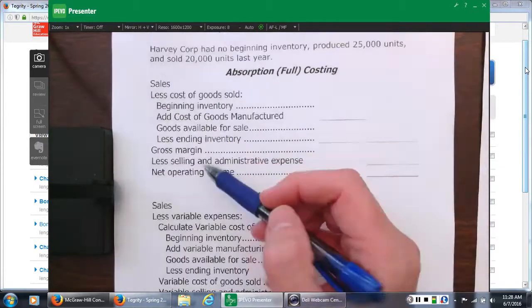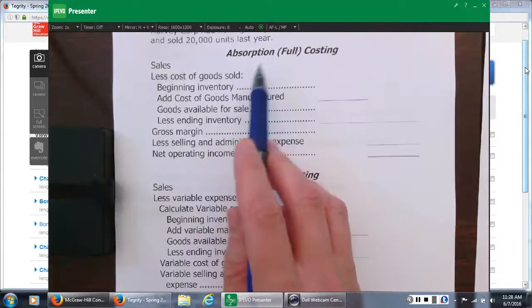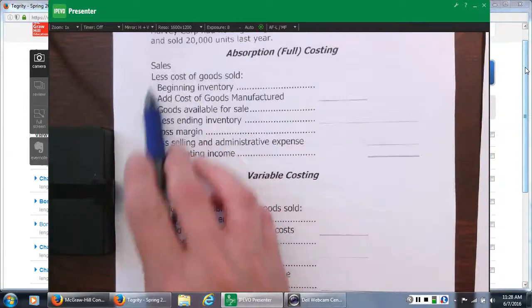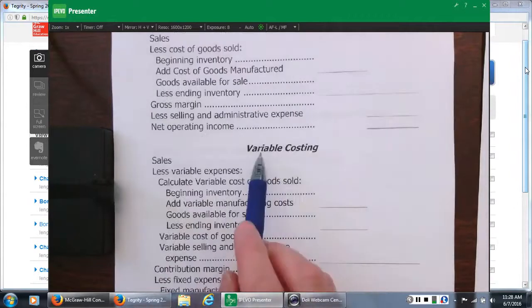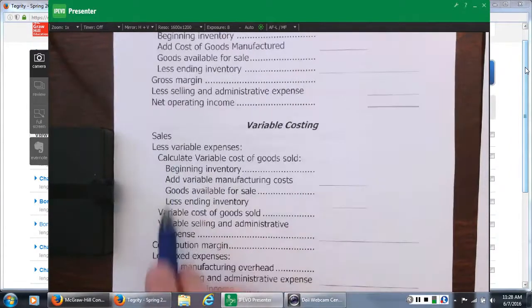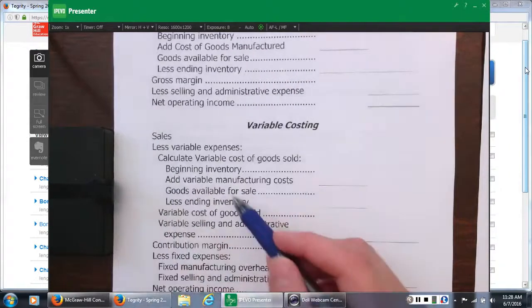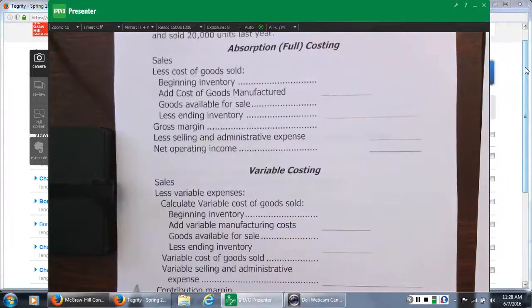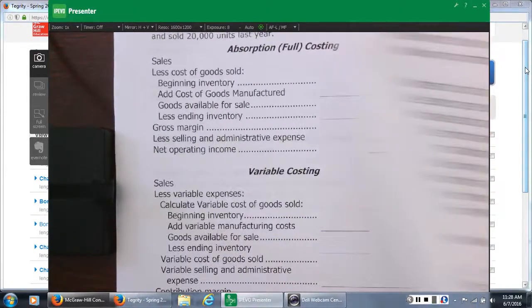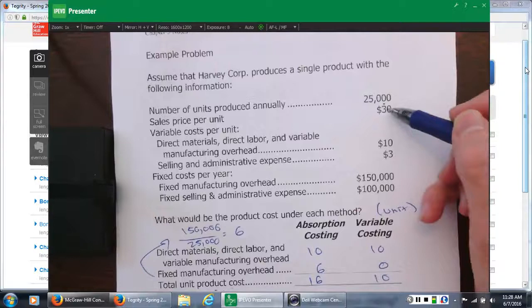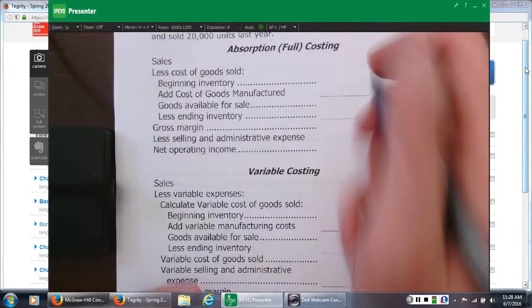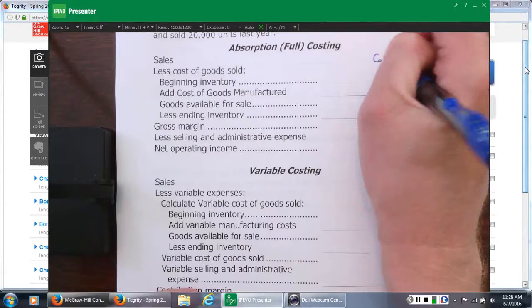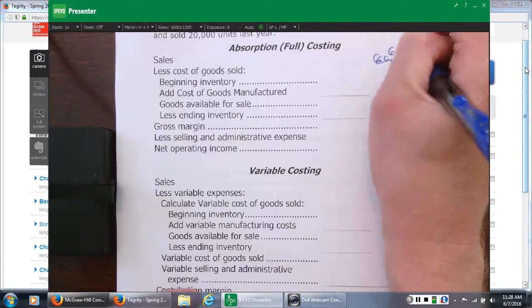We're going to do our income statements under full costing. See how my income statement is set up? It's the traditional way, because full costing is used for external financial reporting, versus variable costing, which uses the variable costing income statement, in which the costs are organized by cost behavior. Here our sales price is $30 and we sold 20,000 units. So 30 times 20,000 gives us 600,000.